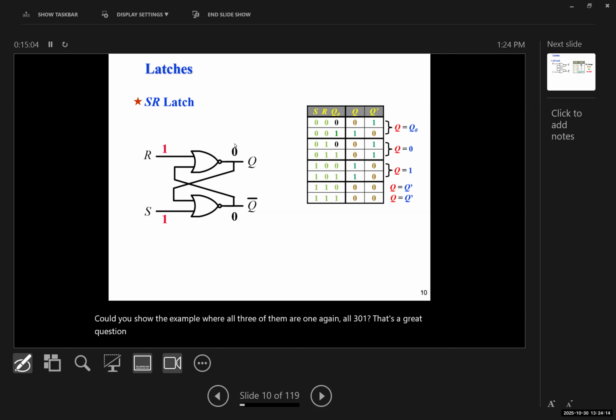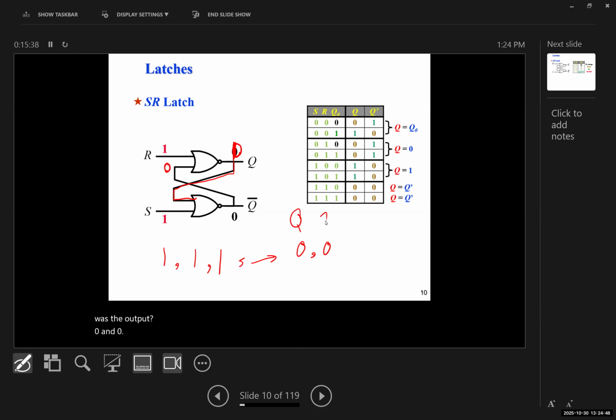So if all three are 1, okay, and imagine the previous scenario. Okay, so 1 and 1, this one is connected with the feedback to the input, yes? So 1 and 1 gives us what? 0. And this 0 is connected back here. Now 0 and 1 gives us what? So the output would change to 0. Now 0 and 1 gives us what? 0. And 0 and 1 gives us what? 0. Now it's stable, okay? So give it 1, 1, and 1. What was the output? 0 and 0. Okay. So 1, 1, 1 gives us 0, 0.